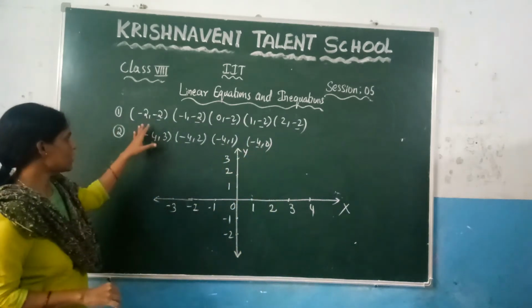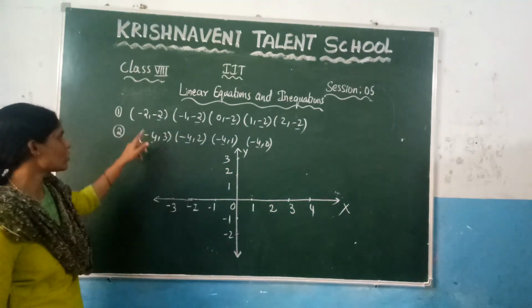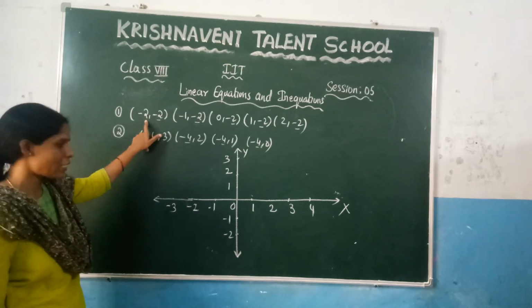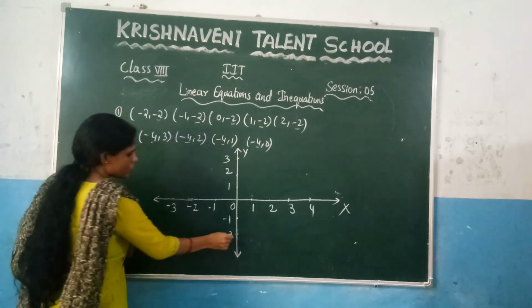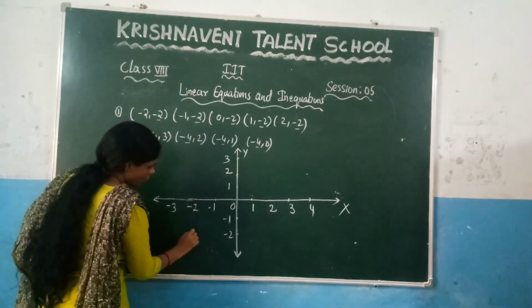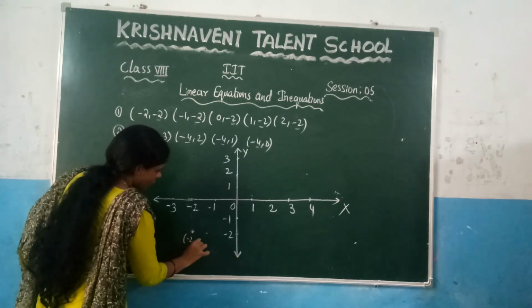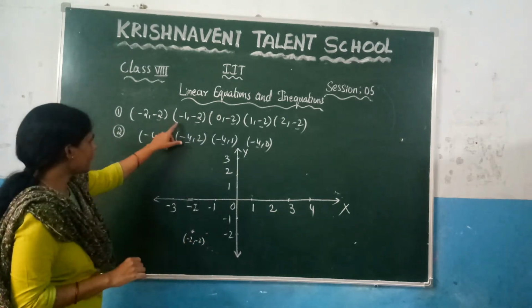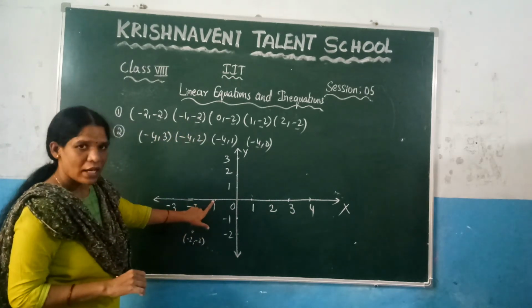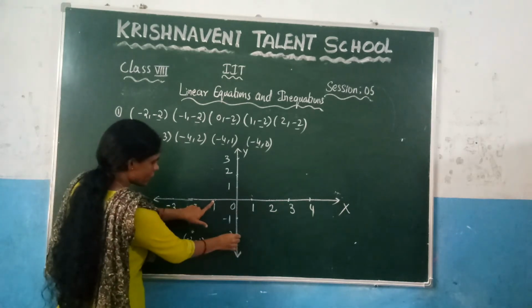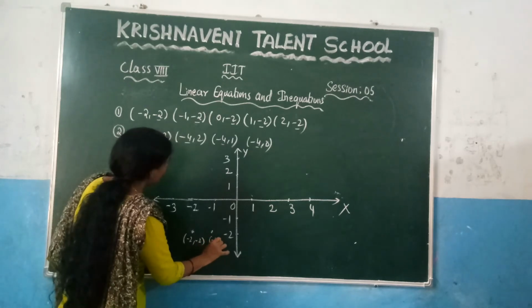Now represent the first point, which is (-2, -2). You need to check where -2 is on the x-axis. This is -2, and where is -2 on the y-axis? This is -2. So where do these two intersect? At this point. So write here (-2, -2). Now take (-1, -2). This is -1, and this is -2. At this point you will get (-1, -2).